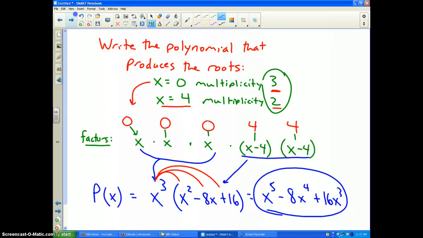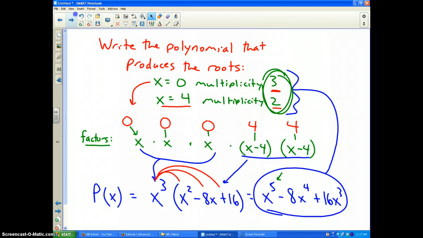The polynomial I circled will produce these answers. And again, you notice there are 5 solutions, and it's a 5th degree polynomial. And that's how you write polynomials when you're given the solutions.